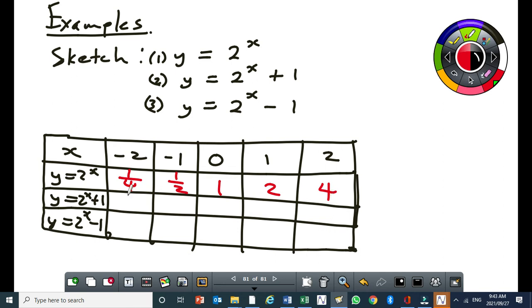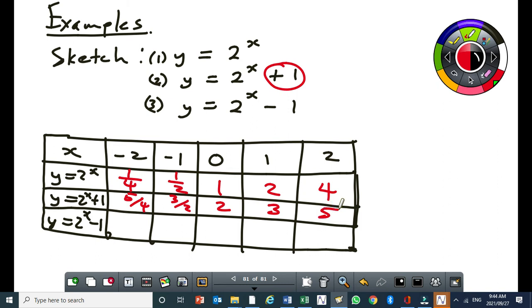So you get 5 over 4, and that will be 3 over 2. That will be 2. That will be 3. Remember, this plus 1 here, it means we are moving y equal to 2 to the power of x by 1 unit up. Okay, so the y value is increasing by 1, right? Then I'll add 1 to that, you get a 5.